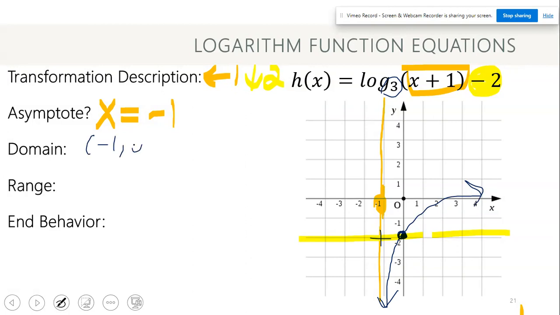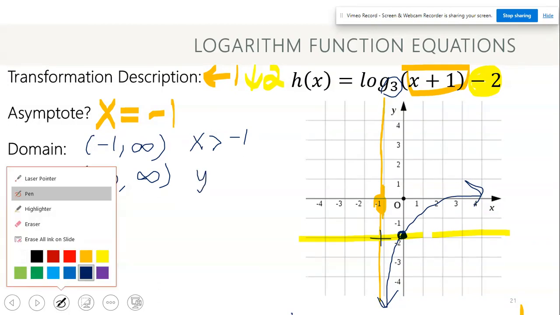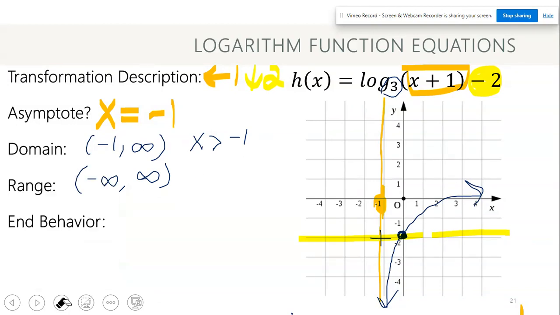Our domain, the farthest on the left we can go, the smallest x value we have is negative 1. Biggest x value we have is positive infinity. Our lowest y value, it goes all the way to the bottom, negative infinity. It continues all the way to the top towards positive infinity.